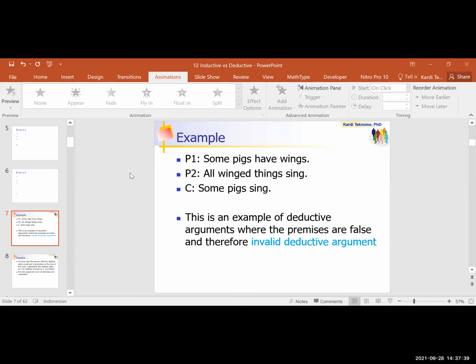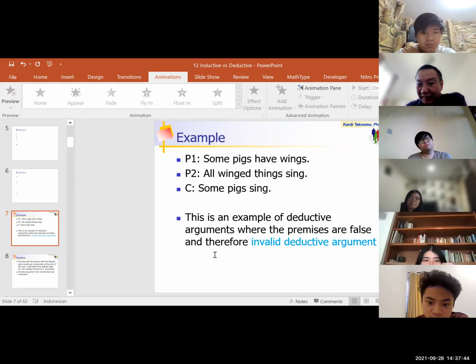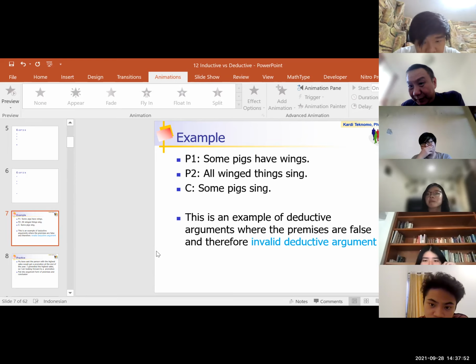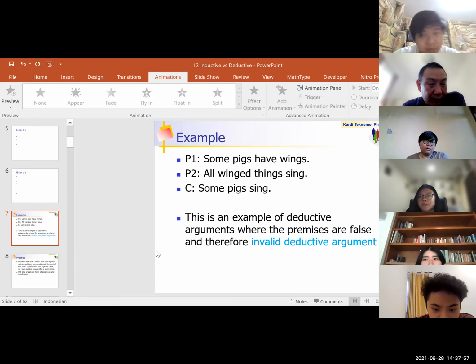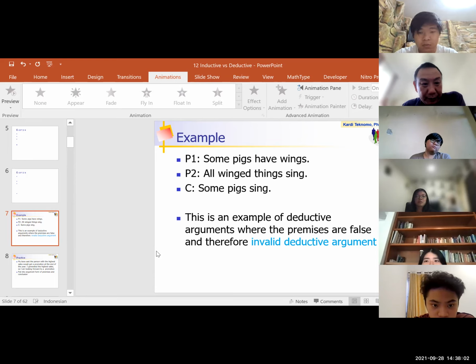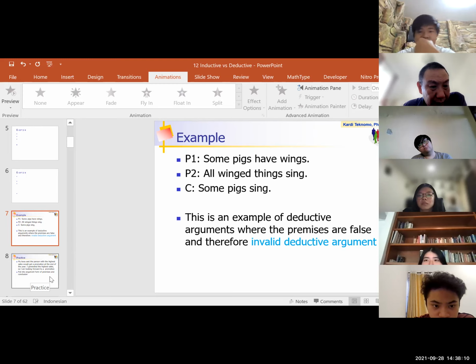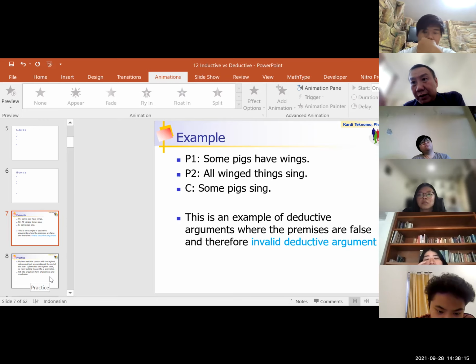So up to here, is there any question? Can you distinguish a valid or invalid argument? In the next practice, you will put this argument into premises and conclusion.